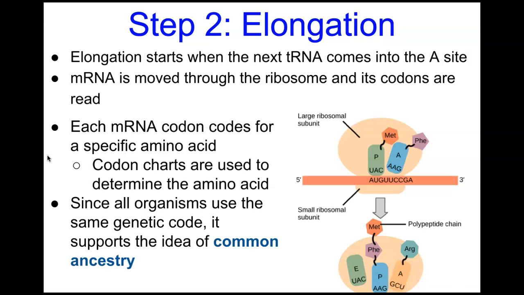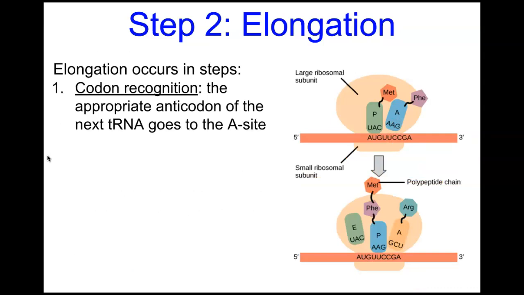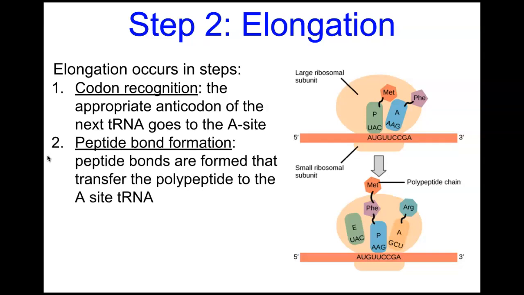Since all organisms use the same genetic code, it supports the idea of common ancestry when we think about living things evolving from that single organism. So as elongation continues, you have this codon recognition step one. The appropriate anticodon of the next tRNA goes to the A site.